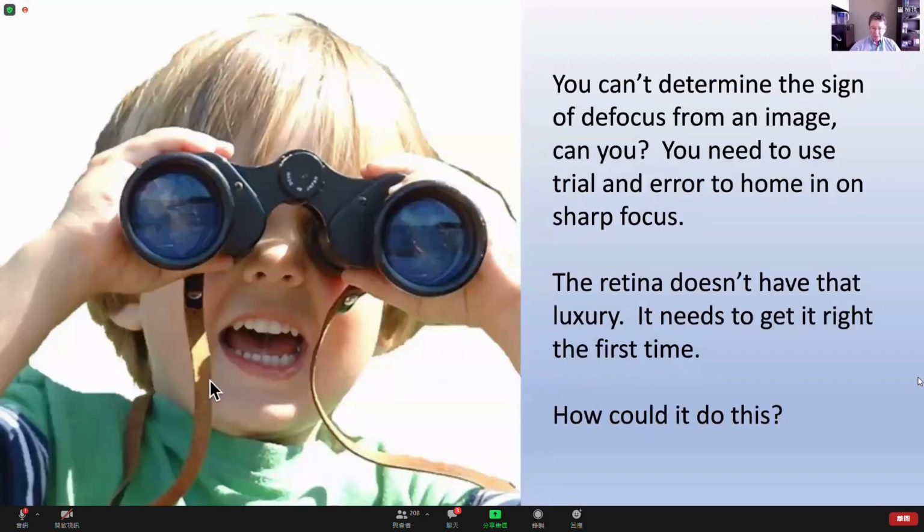Now, you can't determine the sign of defocus from an image, can you? You need to use trial and error to home in on sharp focus. The retina doesn't have that luxury. It needs to get it right the first time. How could it do that?